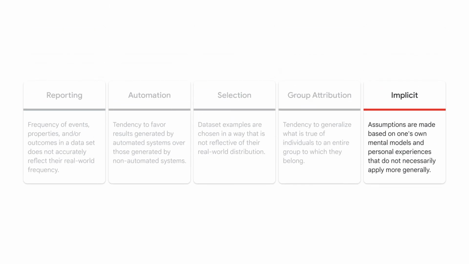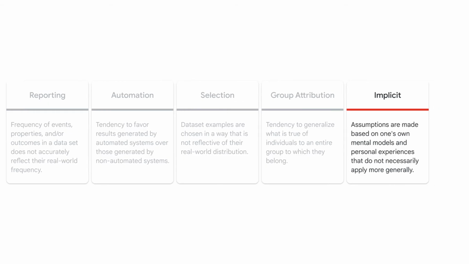And implicit bias occurs when assumptions are made based on one's own mental models and personal experiences that do not necessarily apply more generally. A common form of implicit bias is confirmation bias, where model builders unconsciously process data in ways that affirm pre-existing beliefs and hypotheses. In some cases, a model builder might actually keep training a model until it produces a result that aligns with their original hypothesis. This is called experimenter's bias.